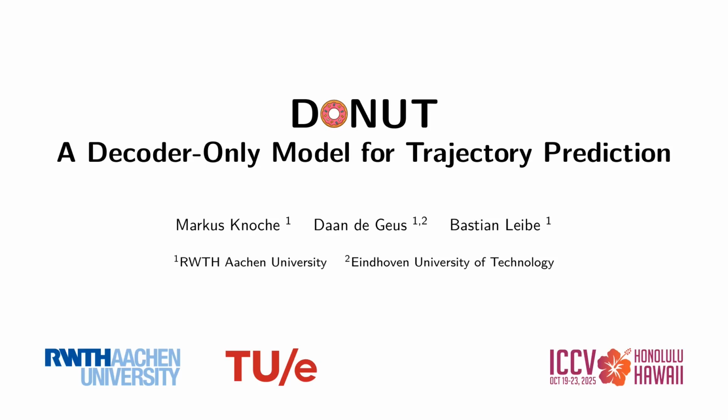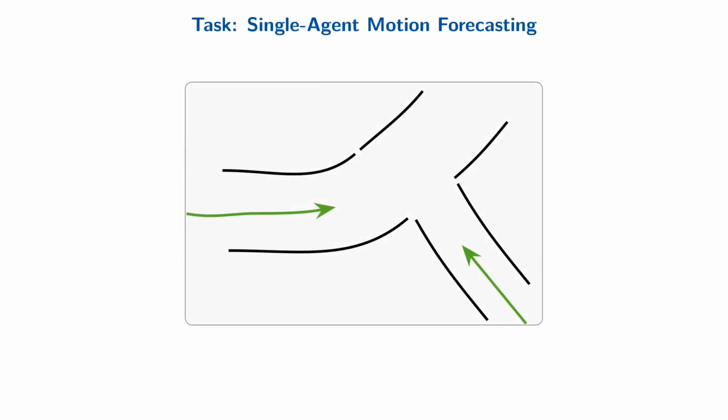Hello, I am Markus Knoche, and in this video I will present our ICCV 2025 paper Donut, a decoder-only model for trajectory prediction. In this task we are given observed agent trajectories and a graph representation of the street, and we want to predict a number of possible futures for each agent.